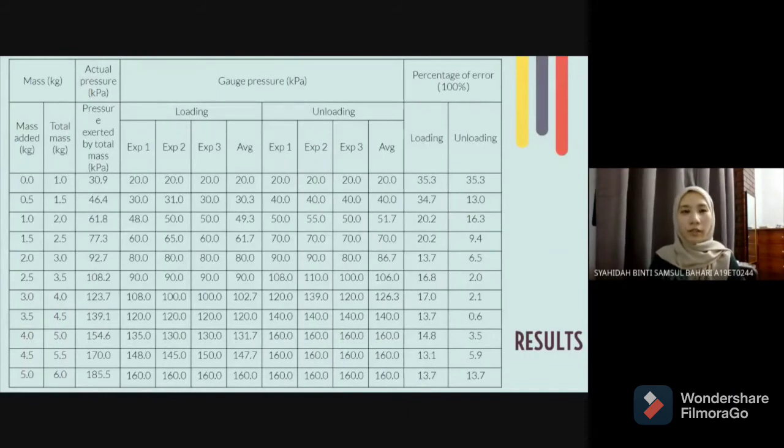Okay, so this is our table. It consists of mass, which is in kilogram, the total mass added, which is the increment of 0.5, and then there is actual pressure, which is in kilopascal, and gauge pressure, which consists of loading and unloading. In this experiment, we do it about 3 times, and then we find the average. And the last one is the percentage of error for loading and unloading.